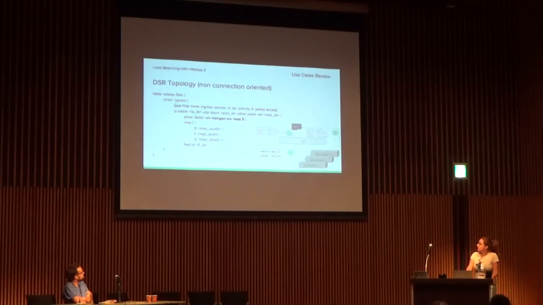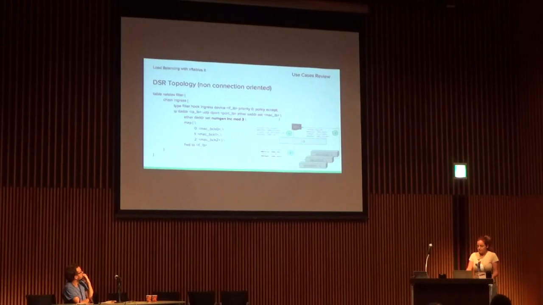So it's sufficient to create a chain with the hook ingress, the device of the load balancer, and to create just one rule that matches a destination address and a destination port. In this case, it will be UDP because this use case is for non-connection oriented.